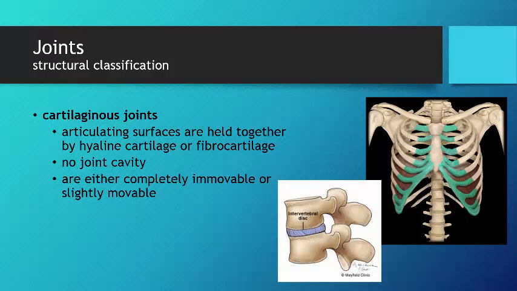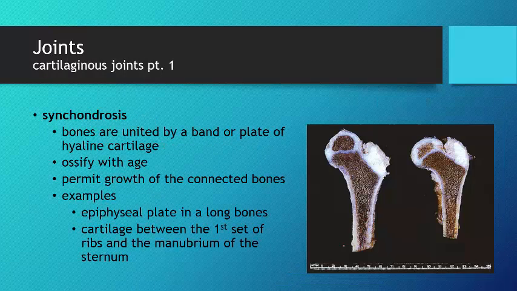Okay, two kinds of cartilaginous joints for us to look at. There is the synchondrosis. A synchondrosis has the bones unite or are held together by a band or a plate of very, very stiff hyaline cartilage. So you have some strength there, but as long as it's hyaline cartilage, it's going to be weaker than the bones themselves. And these synchondroses tend to ossify with age. So over time, the cartilage material is going to become bony.